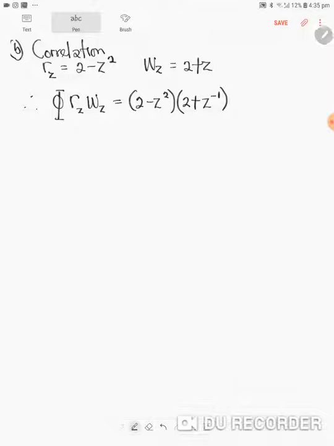I hope we understood how I came about that. For correlation, you time reverse one of the signals, and in the Z transform you time reverse it by multiplying the power of Z by -1. And that's what we've done here. We've multiplied the power of Z by -1.